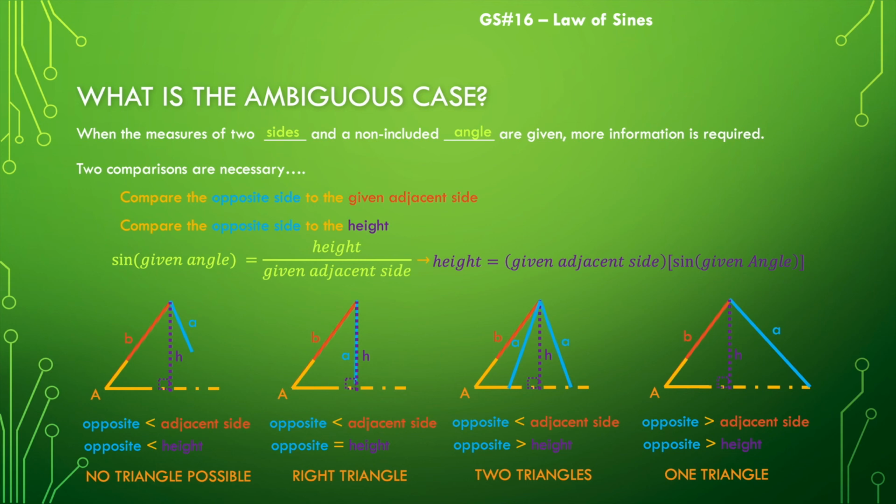Okay, so this is why just having two sides and a non-included angle given to us is a little bit unclear, a little bit vague and ambiguous. So we need to be just very careful when we're trying to solve triangles.